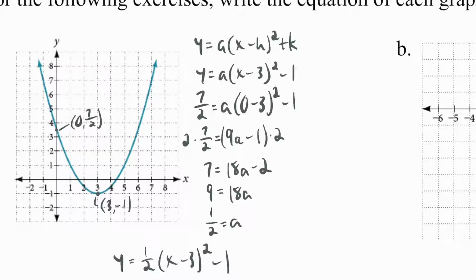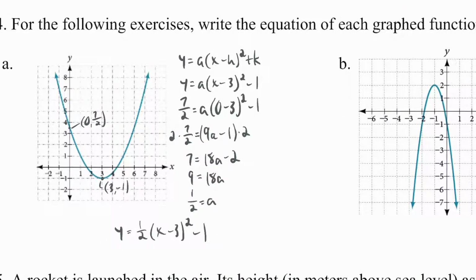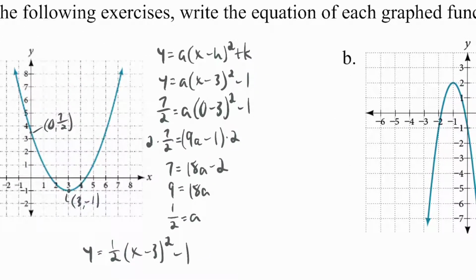Okay. Yeah, it does not say it wants the general form. It just says find the equation. So we'll go with vertex form. And we don't need to distribute and all that. We'll leave it the way it is.